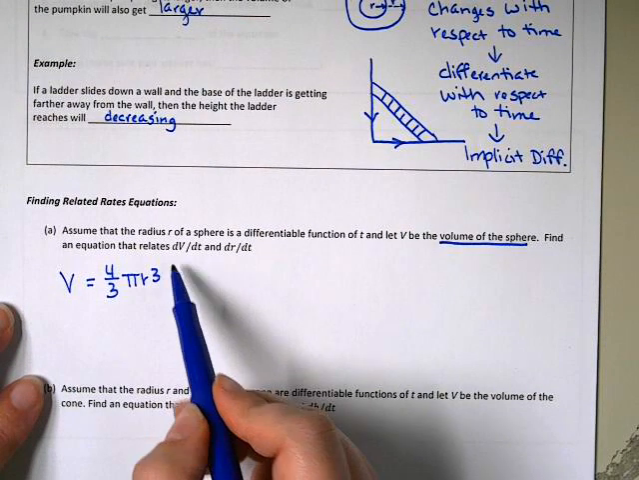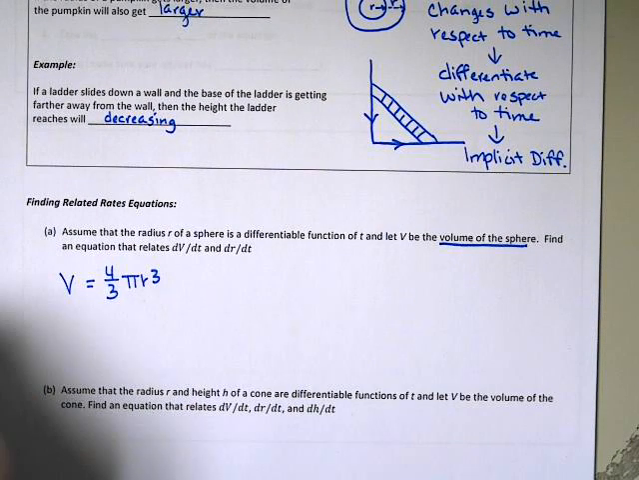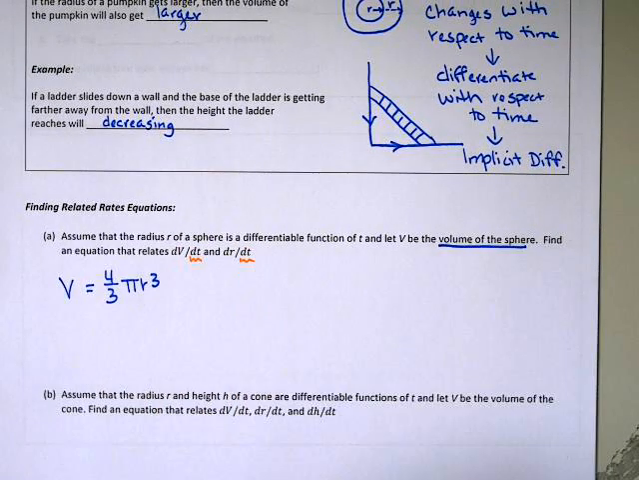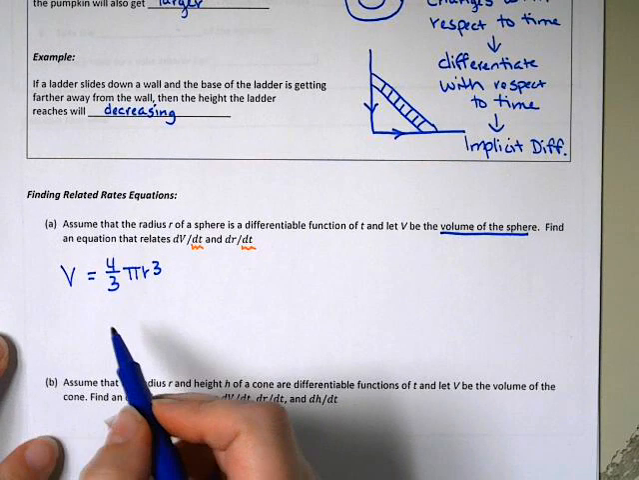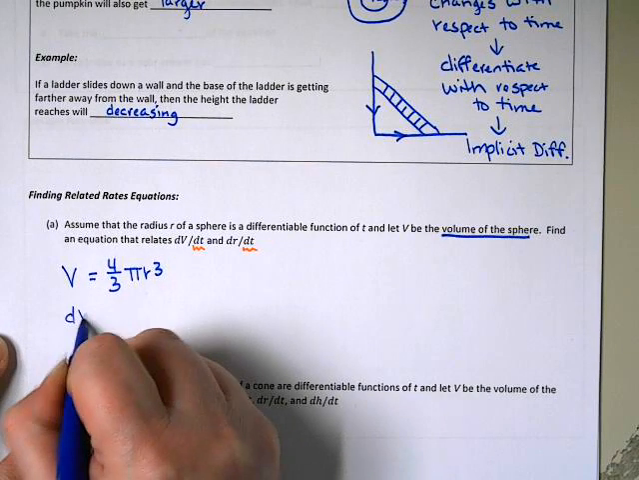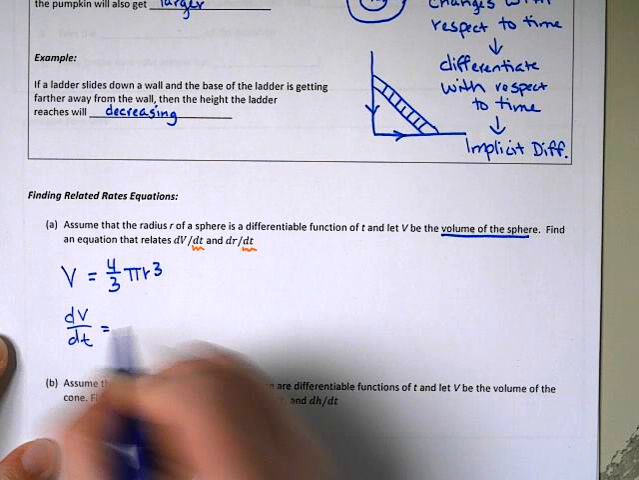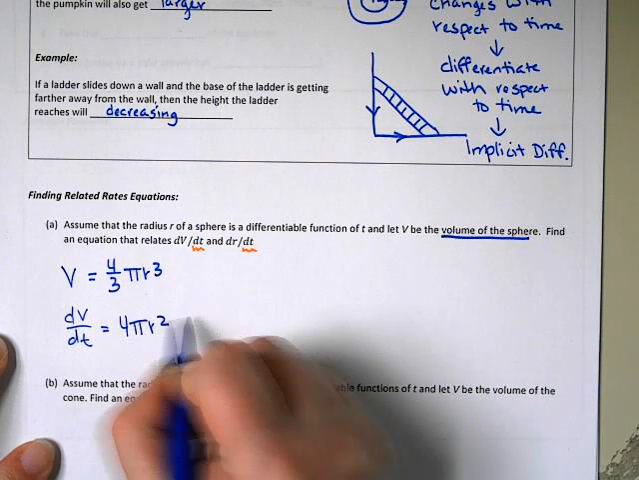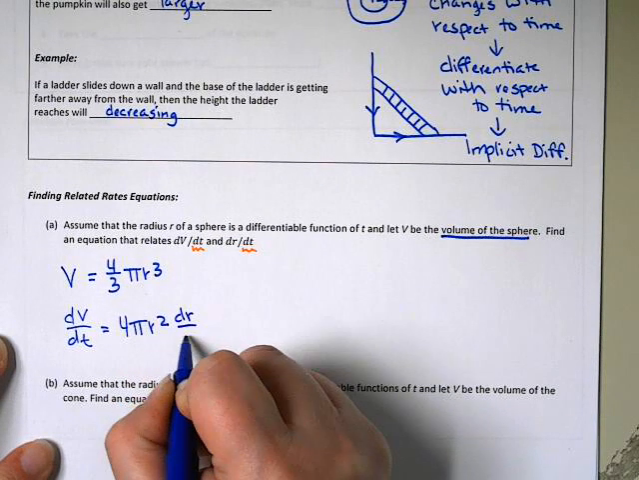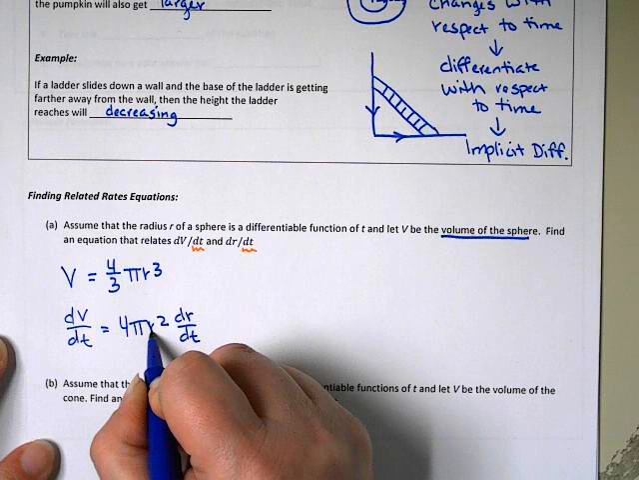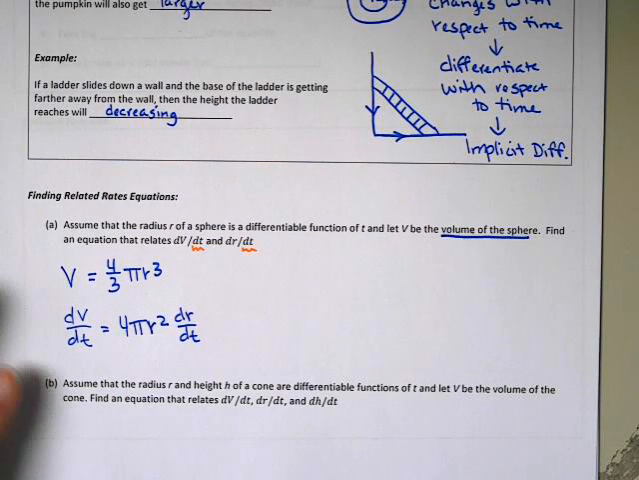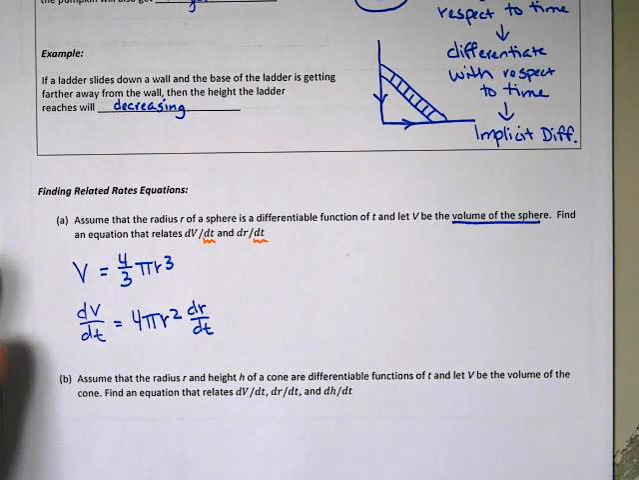And we want to find the derivative with respect to time. Since this says dt, we know we're doing the derivative with respect to time. So if we use implicit differentiation, it's just dv/dt equals, we drop the 3 and have 4 pi r squared, and then the derivative of r with respect to t would be dr/dt. And that's it. That's our formula right there. Right now we're not doing anything more with it.